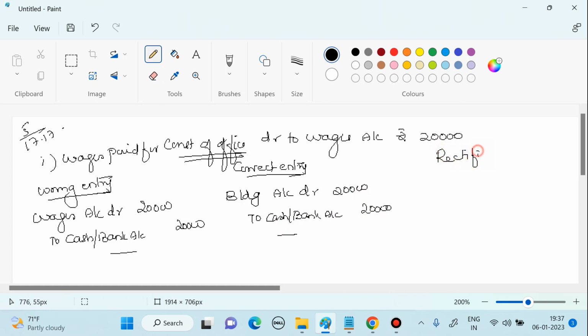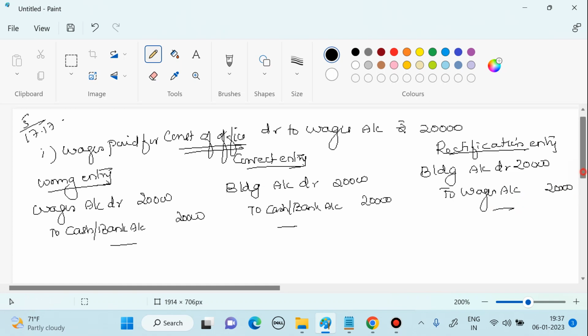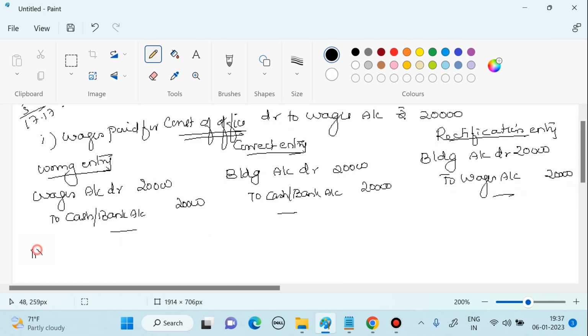So now to rectify it, what will we do? We should have debited building, so we will debit it here, 20,000. And we had wrongly debited wages, so we will nullify it by giving it a credit like this. So this is the rectification entry that you have to write in the solution. Got it, everybody? Yes, ma'am.